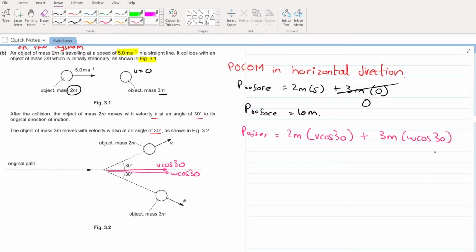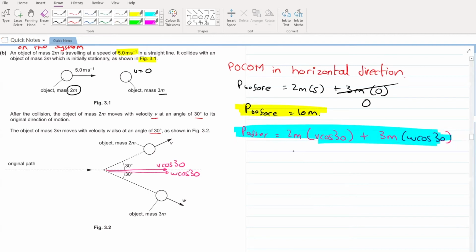Perfect. Now, can you equate the total momentum before collision to the total momentum after collision? Yes, we can do that. 10m is equal to 2m v cosine 30 plus 3m w cosine 30. If you see, all the terms have m common, so m will get neglected.